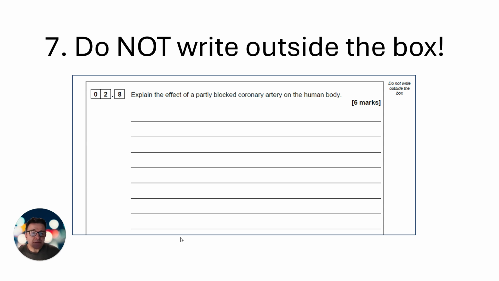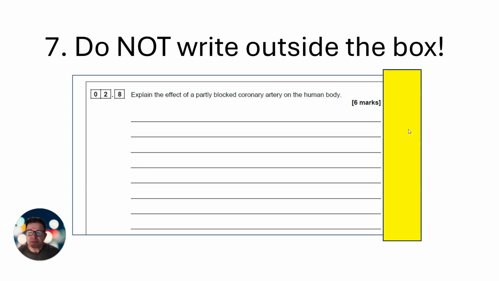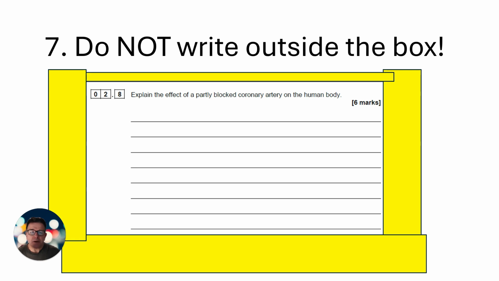Number 7. Do not write outside the box. When you do the exam, you'll see these things here. The reason is that when the examiner gets your answers, all they see is this part here. They might not see the edges or the bottoms, or if you write in another part of the question, it sometimes isn't picked up by the scanner. So just be careful, do not write outside the box.